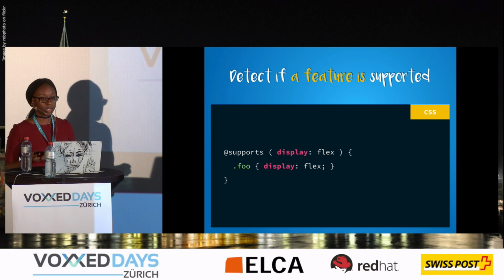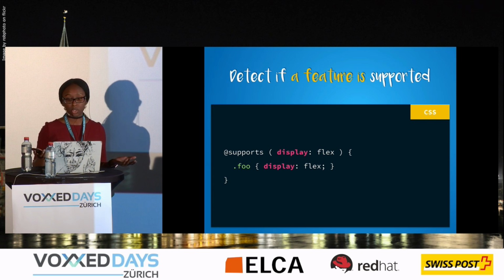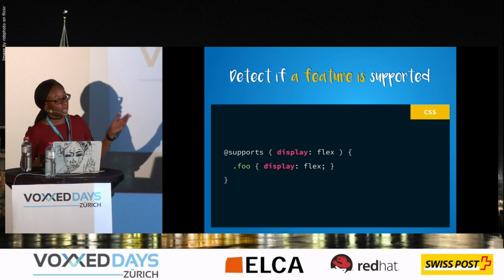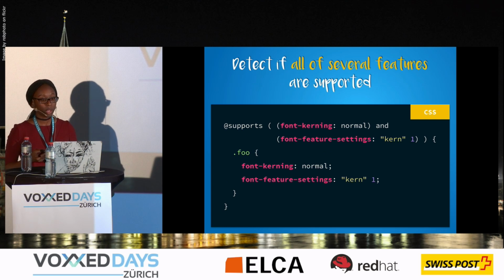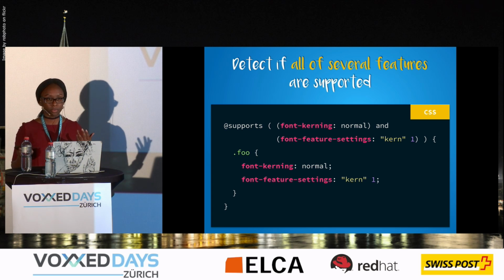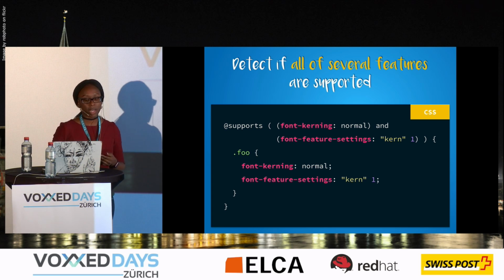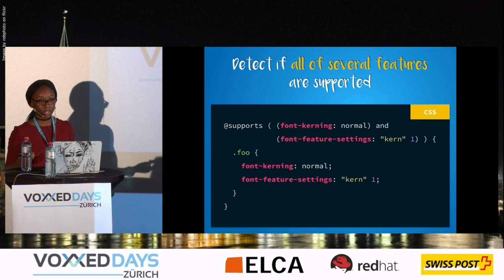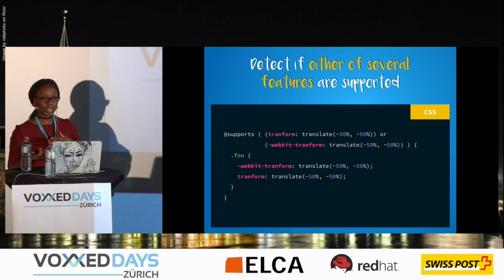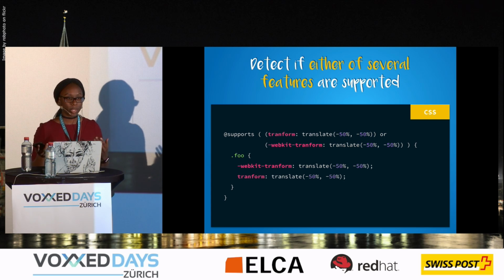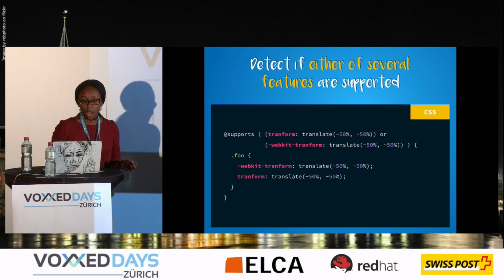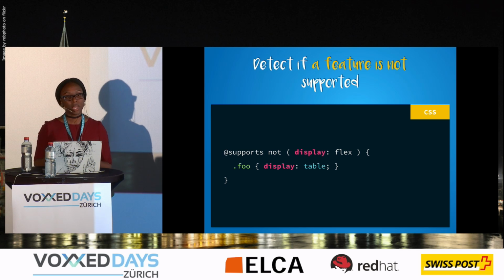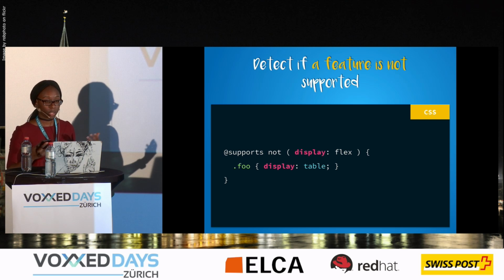There are 4 ways that we can use this. First, we can do a simple detection to see if a feature is supported at all. For example, here we have if supports display flex, then we apply it to that selector. We can also chain feature queries together, so we can detect if all of several features are supported. We might only want to apply certain styles if both the font-kerning and font-feature-settings properties are available. And we can do it the other way around, like either or. This way we can detect if maybe the prefixed or the unprefixed version is supported before we apply some styles. And finally, we can also check if a feature is not supported and maybe apply a fallback style instead.